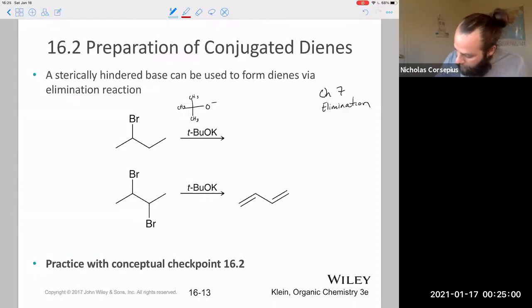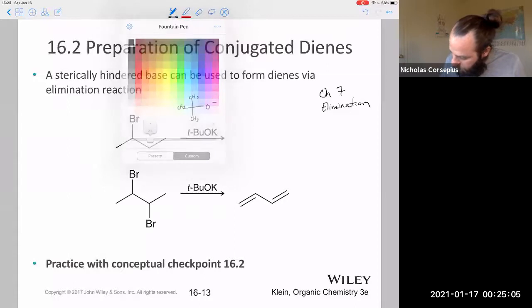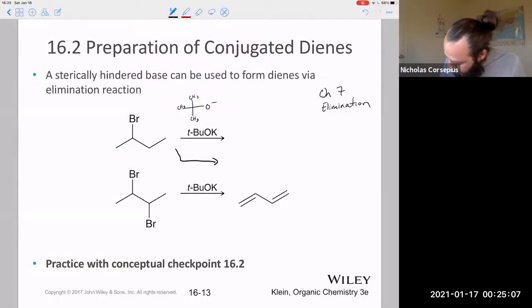If we had a small base, something just like hydroxide, OH minus, we would expect it to pull from the more highly substituted carbon and give us that more stable alkene. But if we use tert-butoxide, it will actually pull from the less highly substituted carbon and give us that terminal alkene. Okay, so that's just sort of review from chapter 7.